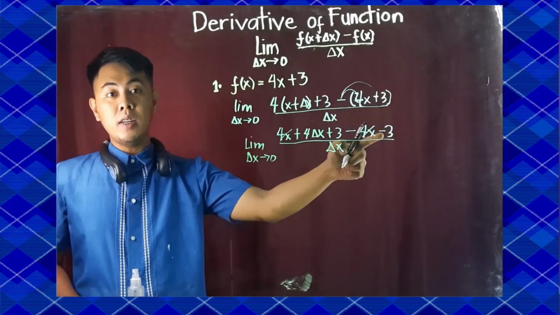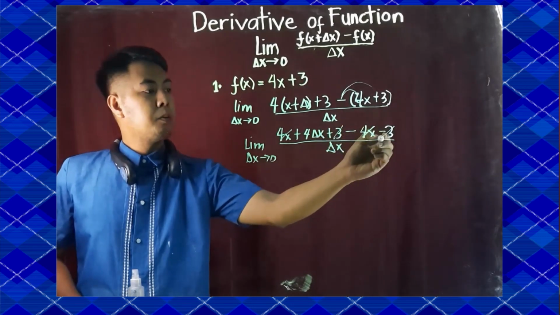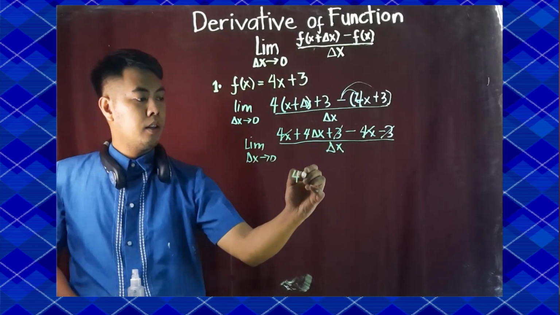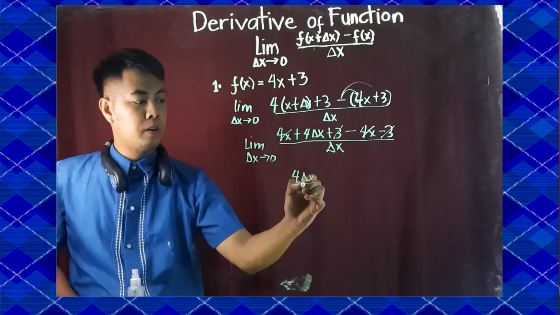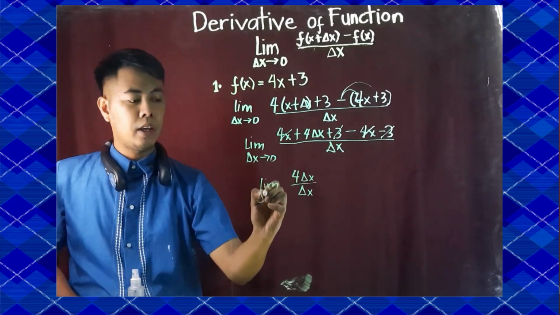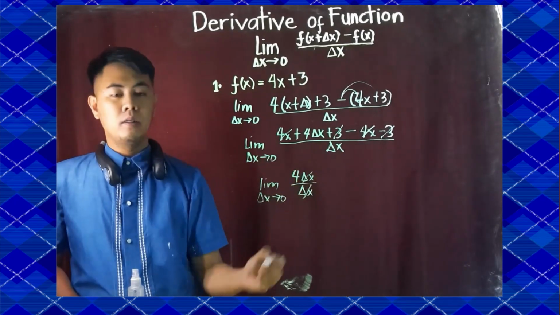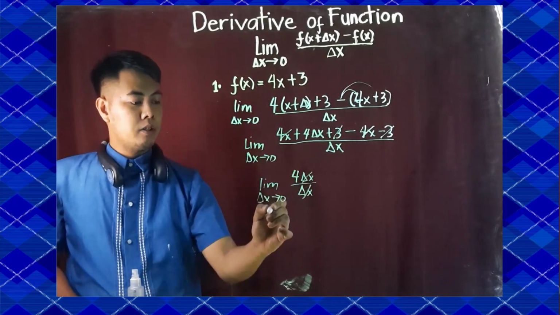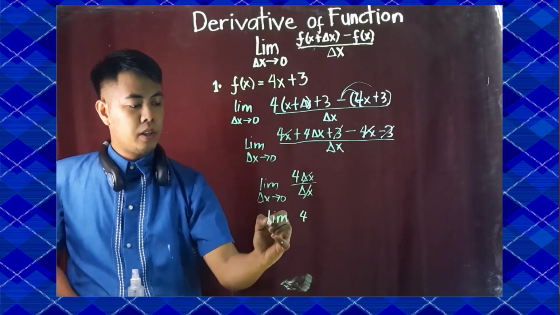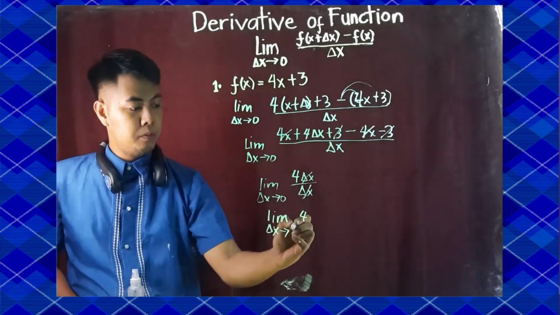So 3 minus 3, that is also 0. So the remaining terms, we have 4 delta x over delta x. So this is a limit where delta x approaches 0. So simplify, cancel delta x. So we have now the limit of 4 where delta x approaches 0.